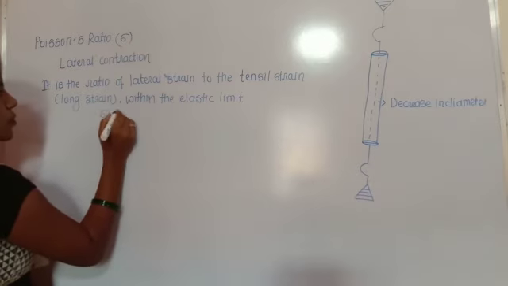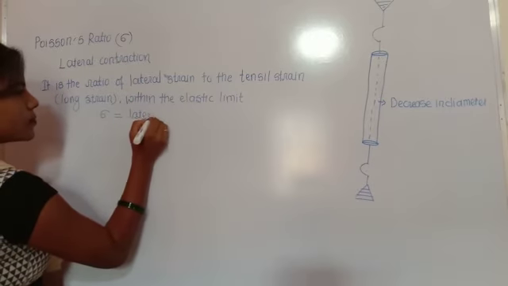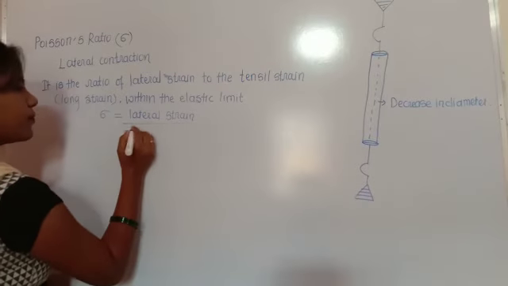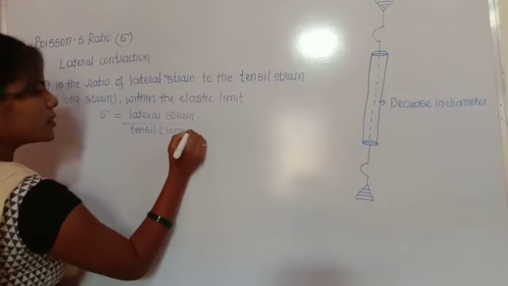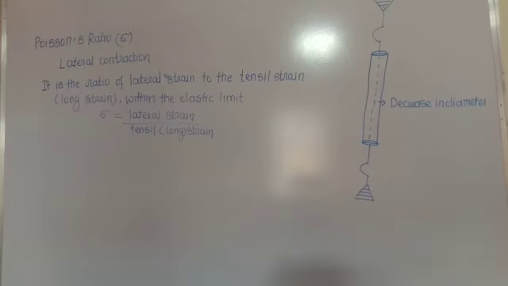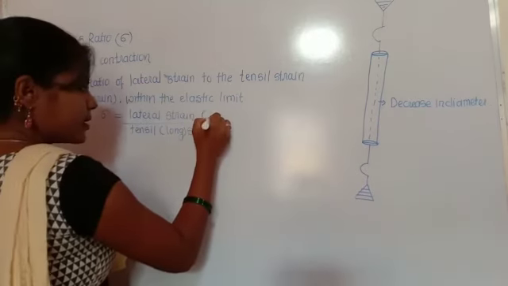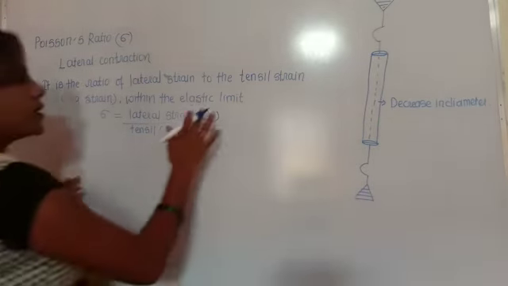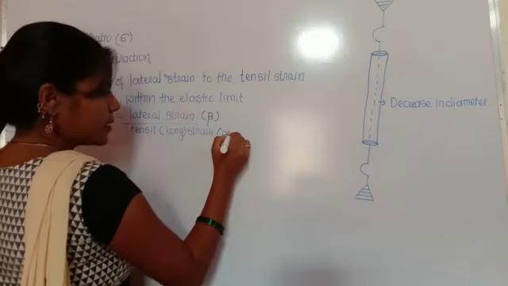Therefore, sigma is equal to the ratio of lateral strain divided by tensile or longitudinal strain. Here the lateral strain is denoted by the letter beta, and the longitudinal strain is denoted by the letter alpha.